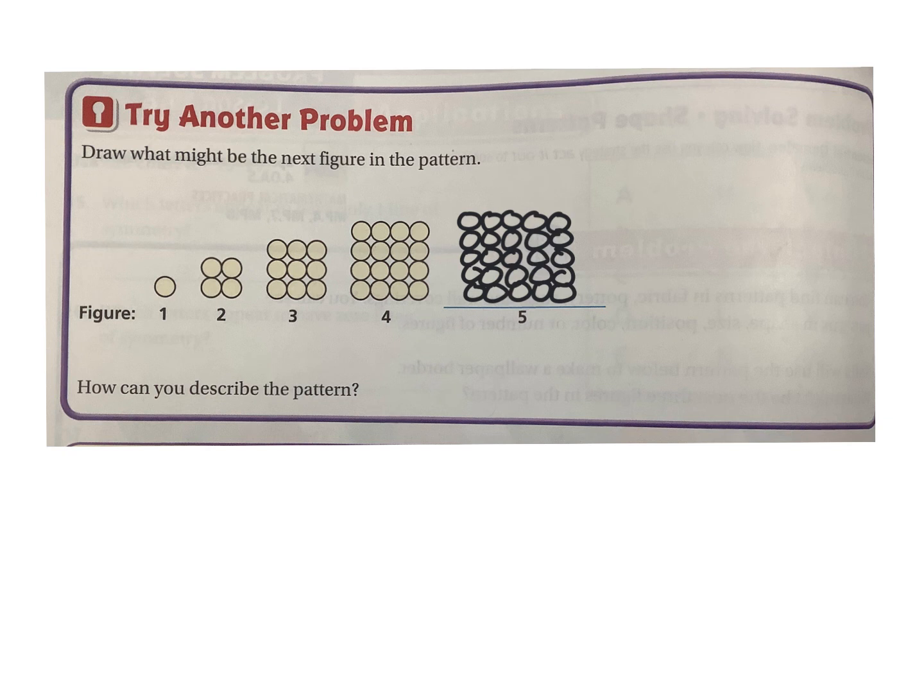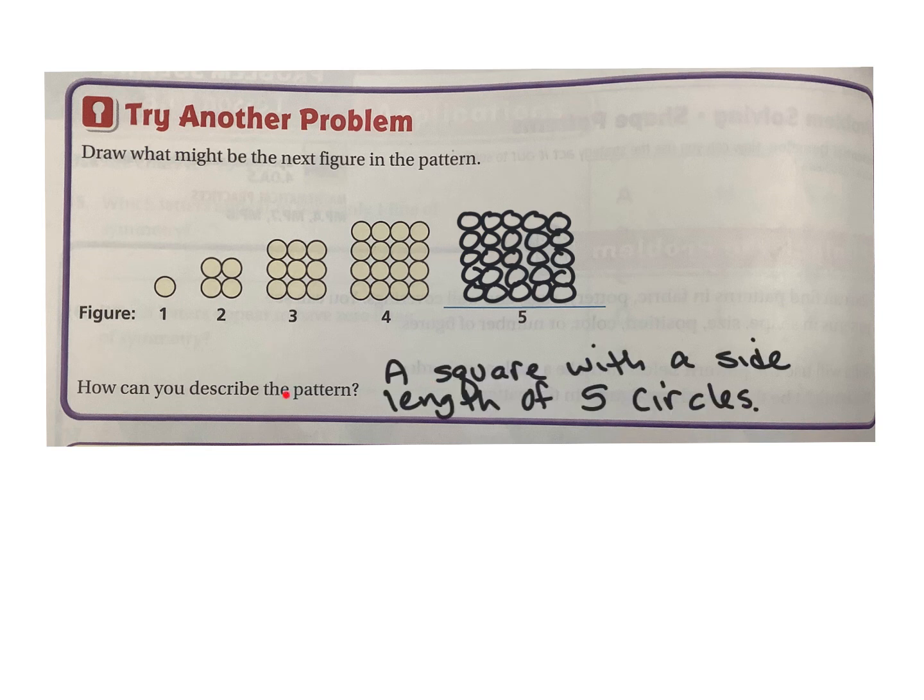So there's my drawing of that. 5 on this side, it's a square, so 5 on that side too, and all filled in: 5, 5, 5, 5. How can you describe the pattern? It's a square with a side length of 5 circles. I would describe the pattern as a square with a side length of 5 circles. So that's how you do that.